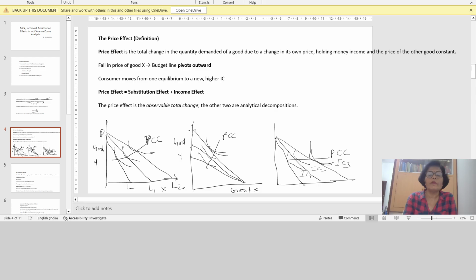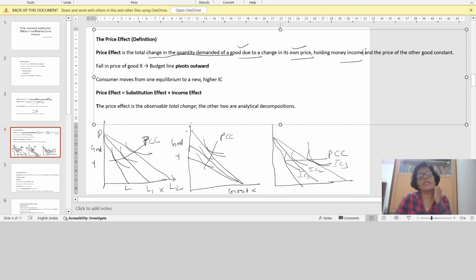Now the price effect. What is the definition of price effect? Price effect is the total change in the quantity demanded of a good due to a change in its own price, holding money income and the prices of other goods constant. Price effect shows the total change in quantity demanded of a good due to change in its own price, holding money income and the price of other commodities constant. This is known as price effect.